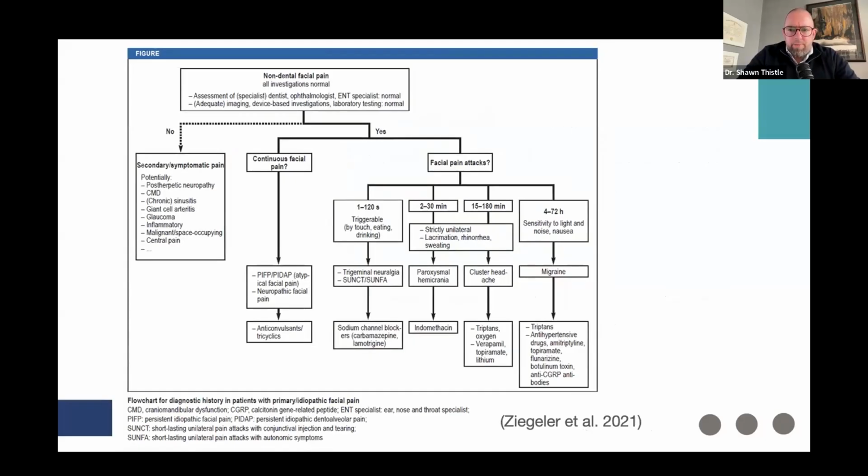This is really just here for your reference. This is a medical algorithm for differential diagnosis of non-dental facial pain taken from the Ziegler paper from 2021. I'll put it in the notes that I'll send you for this. And maybe what I'll do is put it on its own separate page so it's a bit bigger for you to see. And it just takes you through sort of differentials for the length of a facial pain attack that someone might be experiencing and what to do about that.